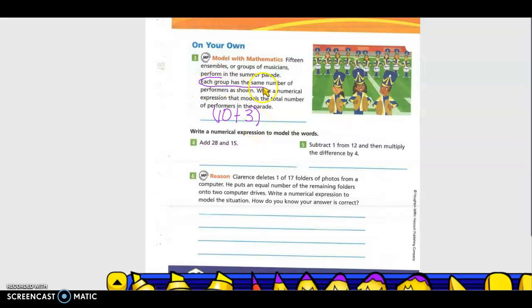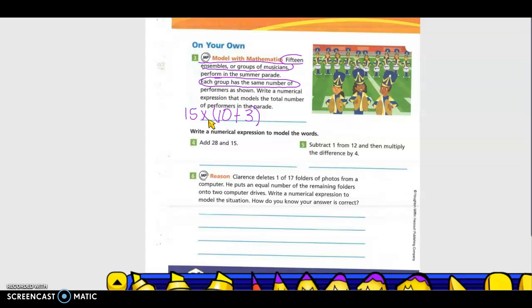So each group had the same number, but there were 15 ensembles or groups of musicians. So we have to take this times 15, right? Okay, to get our numerical expression. Because this was just one group, but they had how many total groups? 15. So each group had that 15.